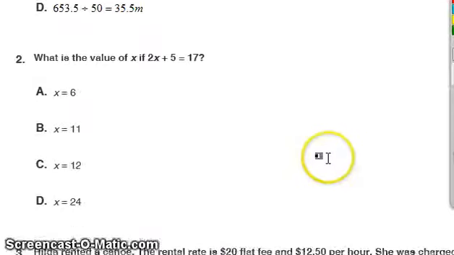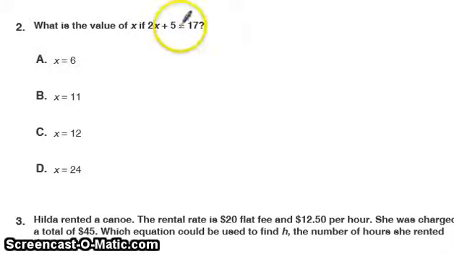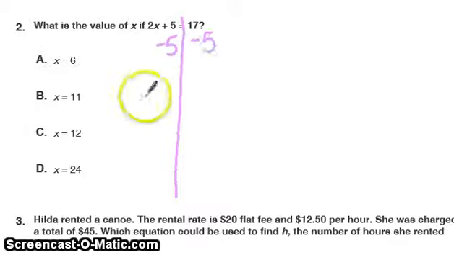Looking at number 2, what is the value of x if 2x plus 5 is equal to 17? This is just a straight up two-step equation. So, subtract 5 from both sides. Deal with the constant by adding or subtracting first. And then simplify. Make sure you simplify. Bring down this 2x, and then 17 minus 5 is equal to 12.